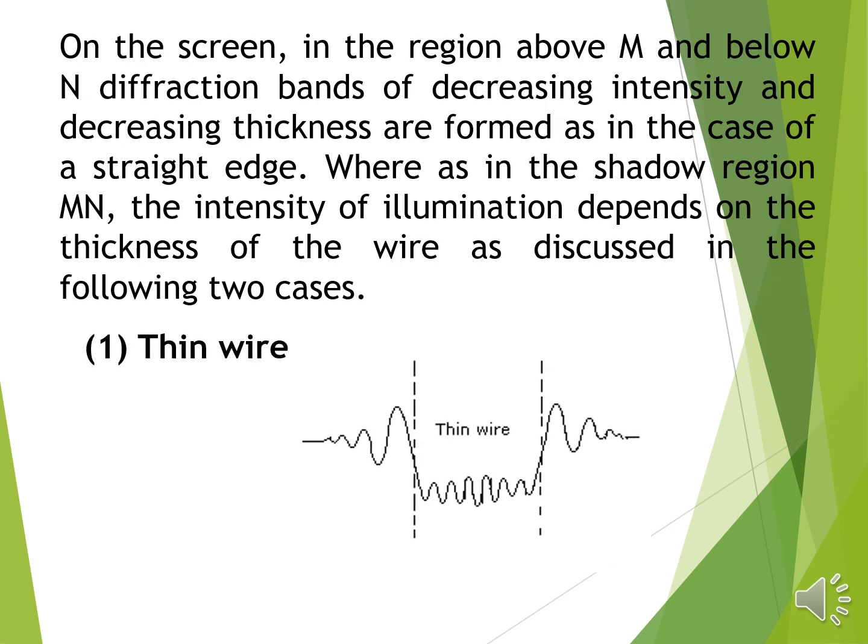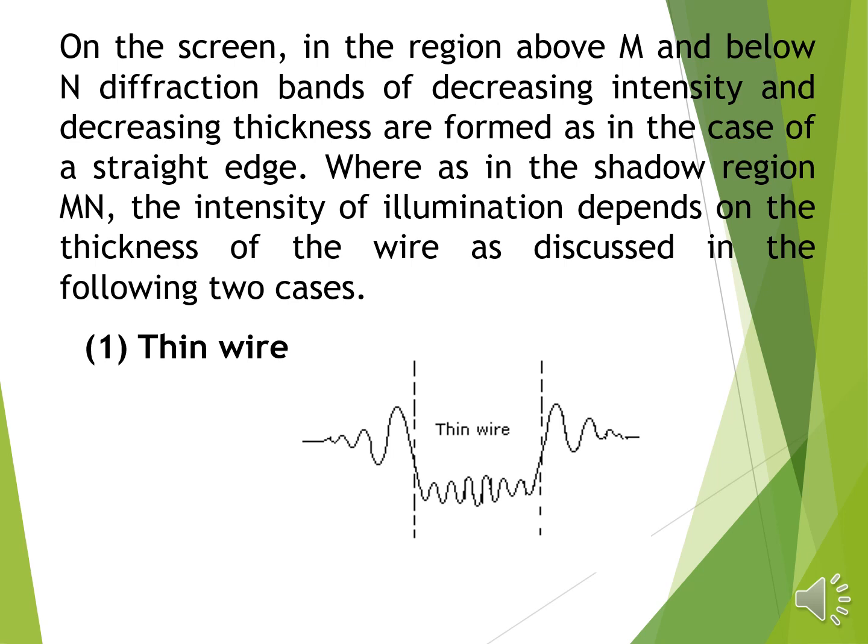Now on the screen, the region above M and below N have diffraction bands of decreasing intensity and decreasing thickness, as in the case of a straight edge. Whereas in the shadow region MN, the intensity of illumination depends on the thickness of the wire, as discussed in the following two cases. Now you should see: above M illumination, below N illumination, means high illumination, bright, but in between M and N we have diffraction bands, with decreasing intensity and decreasing thickness, as formed in the case of a straight edge.